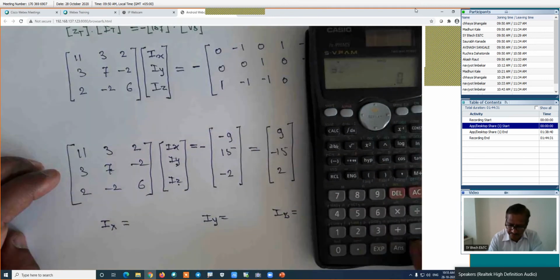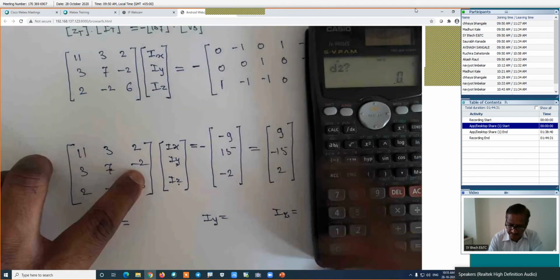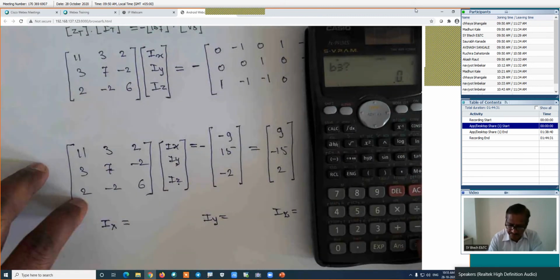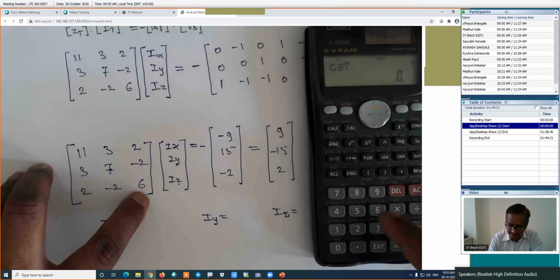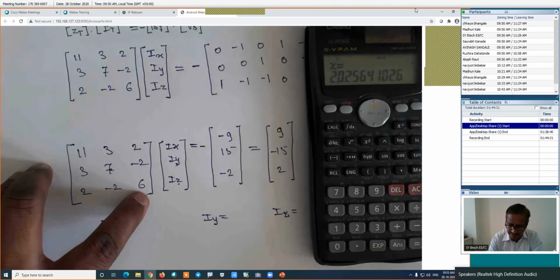Is it right? For the second equation, this value is 3. Next is 7. Next is minus 2. And its constant is minus 15. Is it right? The third equation is 2 again. Then it is minus 2. The next value is 6. And its constant is 2.